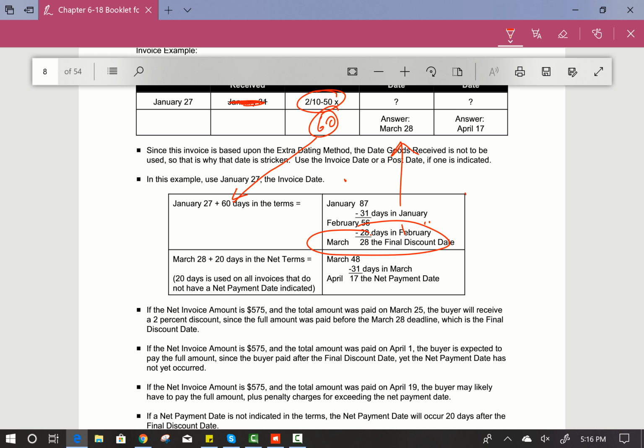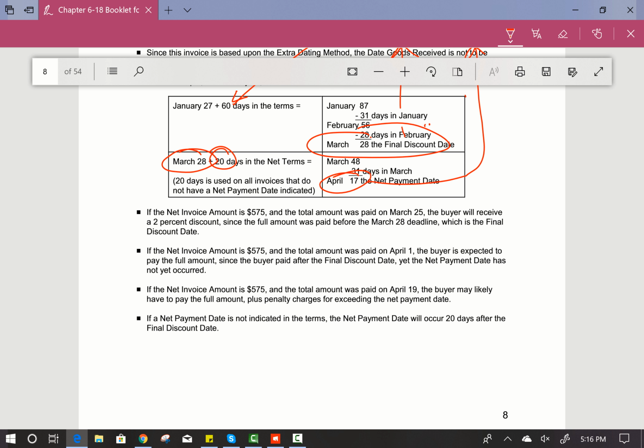March 28th is your final discount date, plus the 20 extra days in the net terms gives us March the 48th, which doesn't exist. So I'm going to subtract out 31 days in March to give us 17 days, which does exist, and that will be the net payment date.